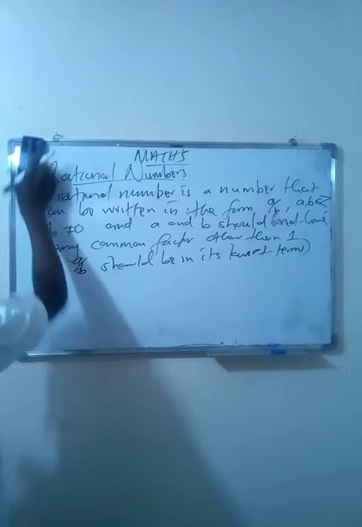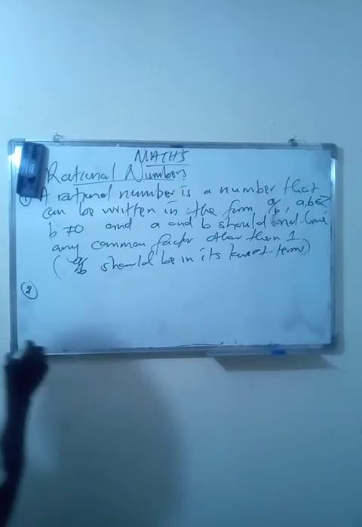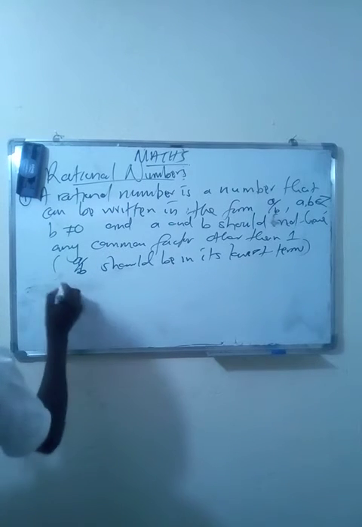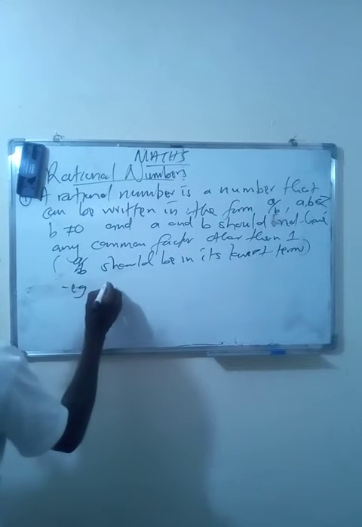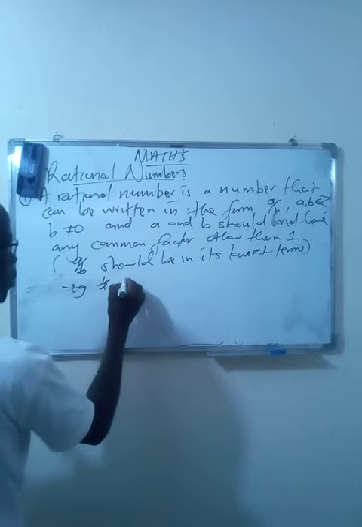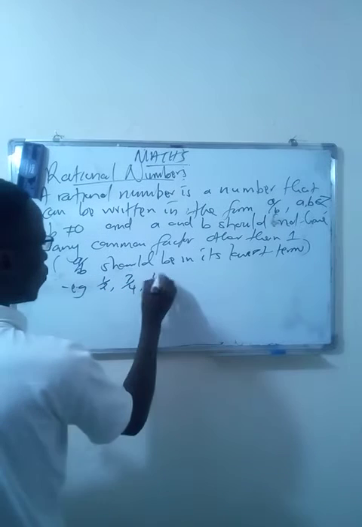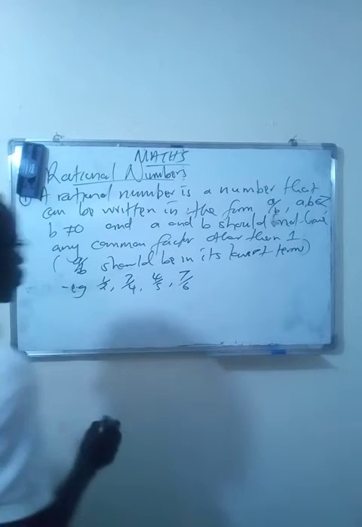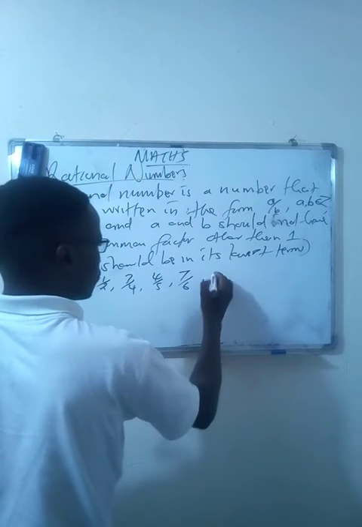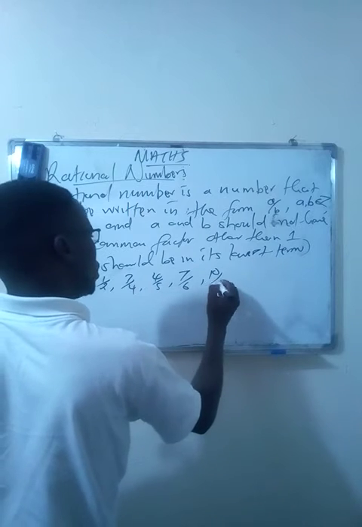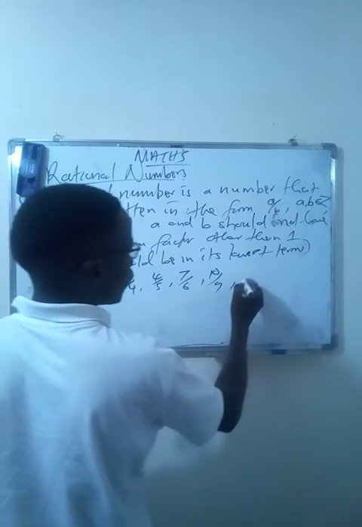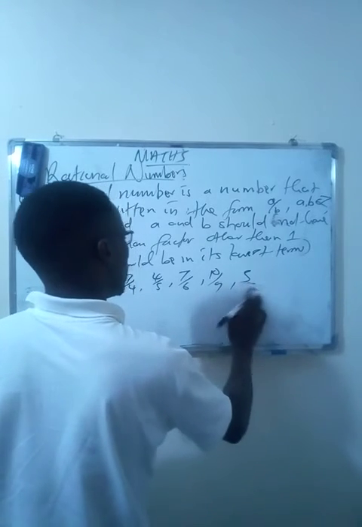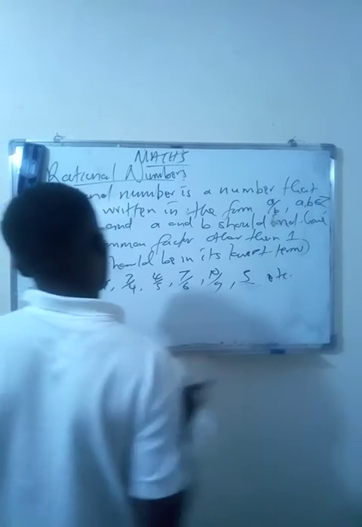So let's give examples, by the way, before I give the second definition. Example, we can say 1 over 2, 3 over 4, 4 over 5, 7 over 6, 10 over 9. We can have even 5, because you know that 5 is the same as 5 over 1, and so on. All those are rational numbers.